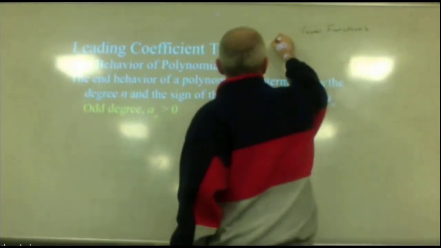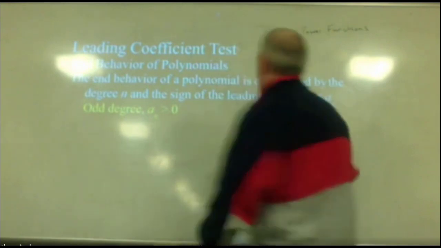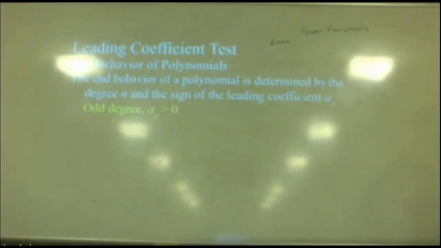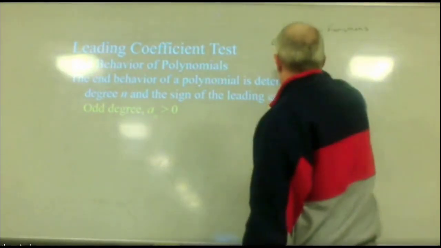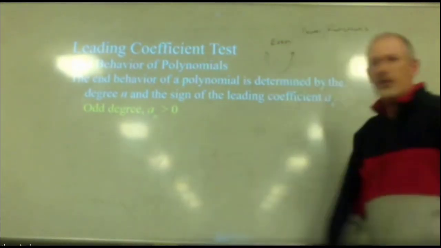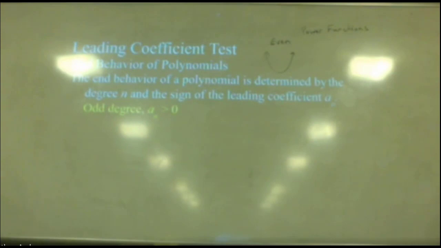And let's start. We started with the even ones. What did all of the even ones basically look like? A U. They were up on the left and up on the right, correct? That's what all the even ones basically look like.